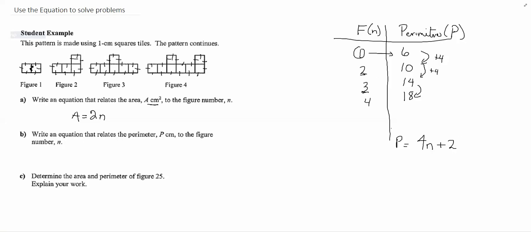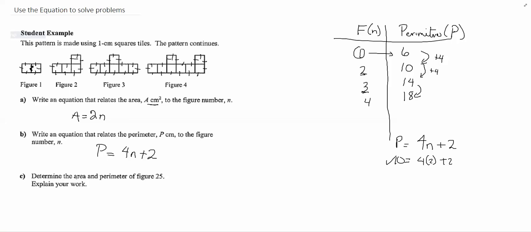Let's test it with the 2. I have 4 times 2 plus 2. 4 times 2 is 8, plus 2 gives me 10, and so that's exactly what I want. So the relationship for the perimeter is 4n plus 2.